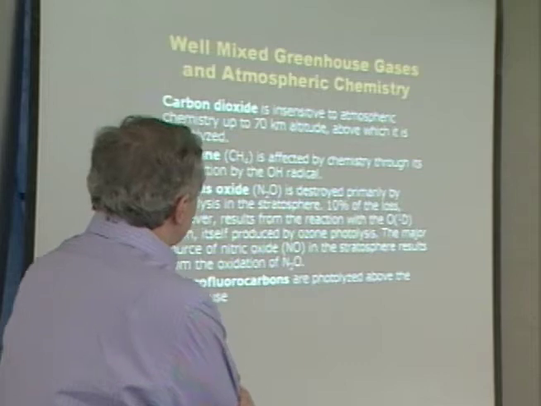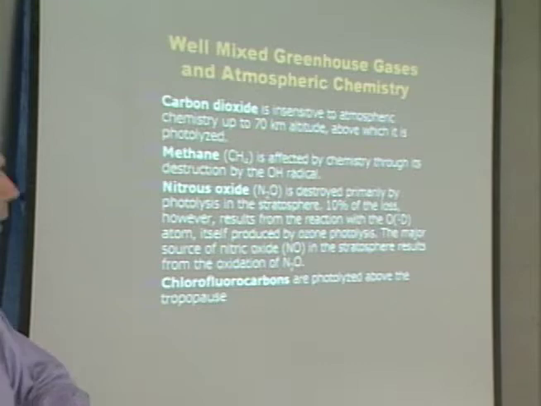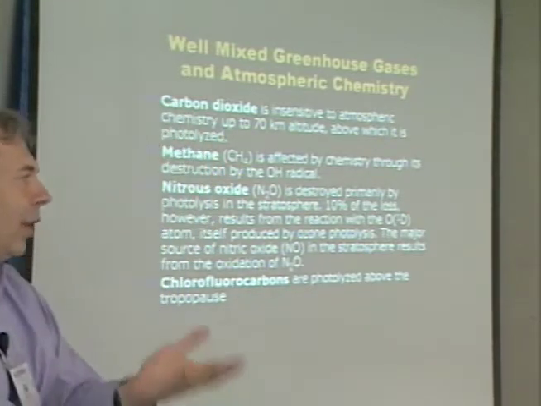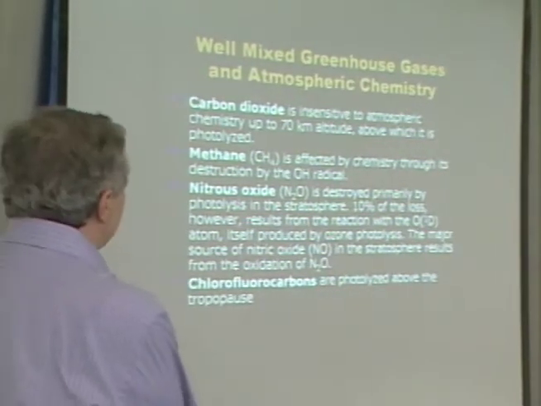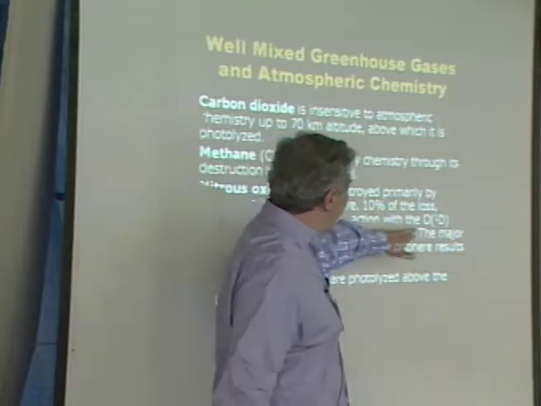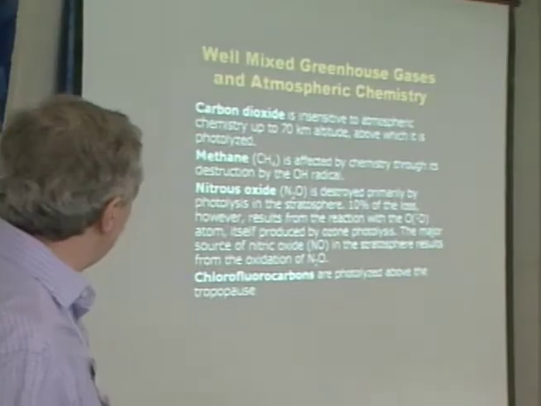If we deal with nitrous oxide, another well-mixed greenhouse gas, it is not destroyed by chemical reaction in the troposphere. But once we get into the stratosphere, it is photolyzed, and a small fraction of it is destroyed by a reaction with electronically excited oxygen atoms, produced from ozone photolysis. That leads to the production of NO, which is the major source of ozone destruction in the stratosphere. So this compound introduces a link between the climate issue and the stratospheric ozone issues.